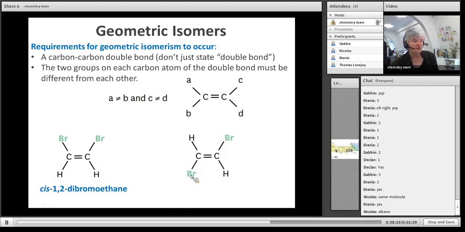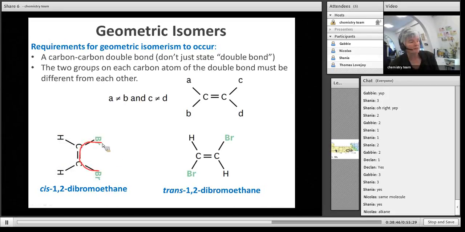So trans is when they are across from each other. And so this would be trans-1,2-dibromoethane, and this would be cis-1,2-dibromoethane. And as I said, one way of remembering it is if you turn it on its side, it's C for cis. Otherwise, just think of that SS sound.